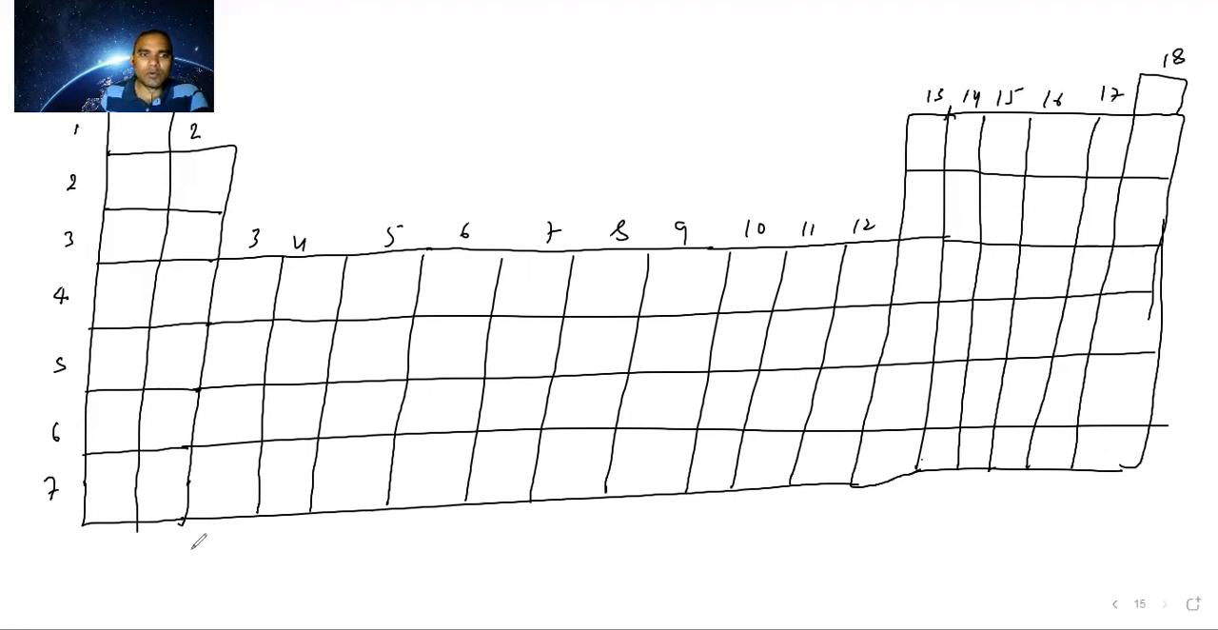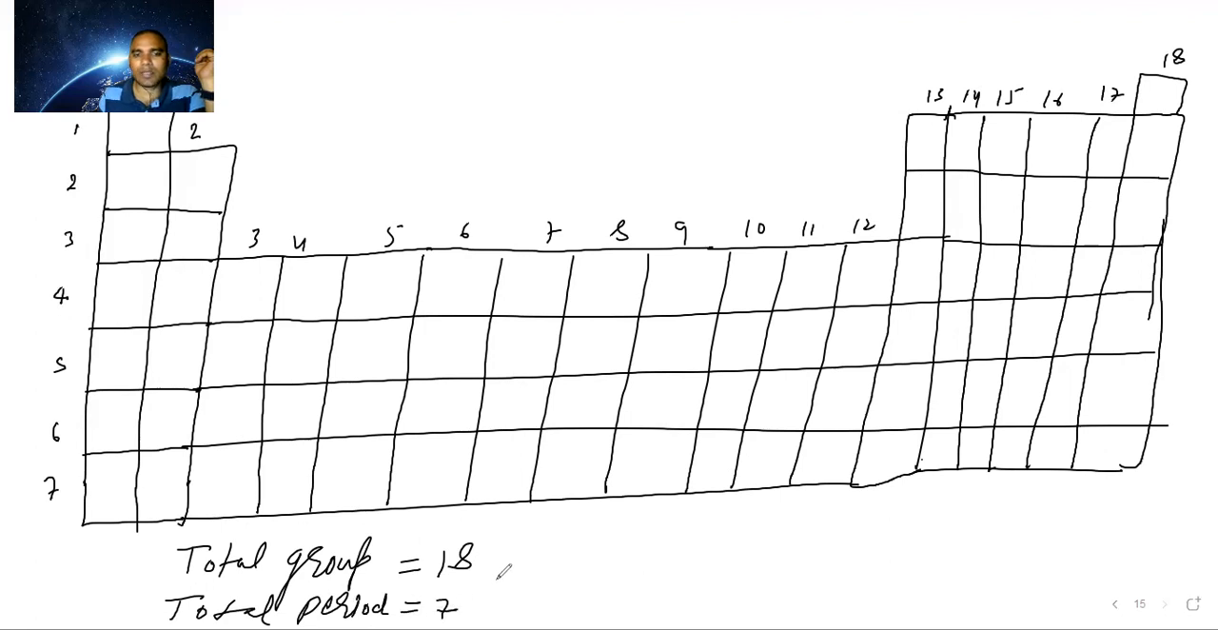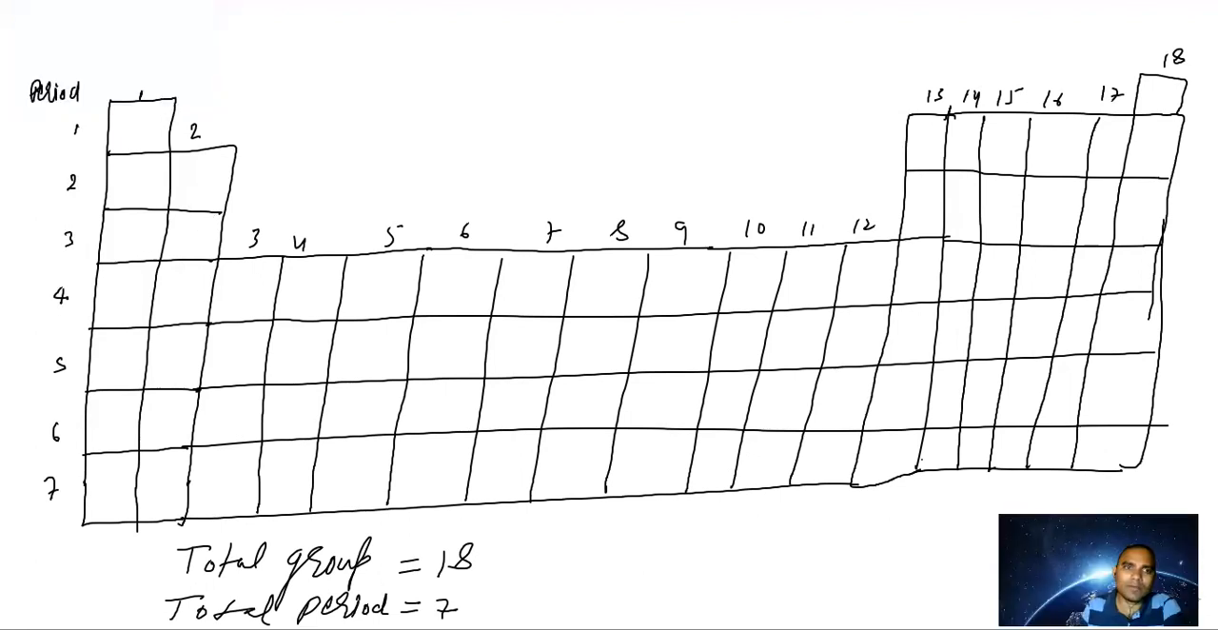If you talk about the total groups in this periodic table, how many total groups are there? Total groups are 18. Now, total periods: how many periods are there? 7. So total groups are 18 and total periods are 7.